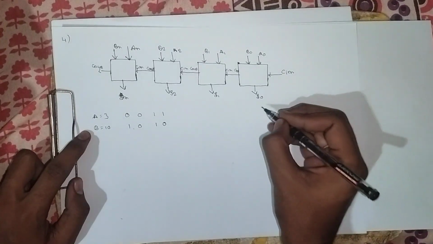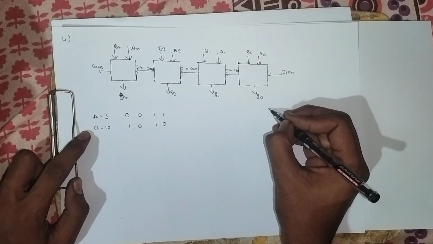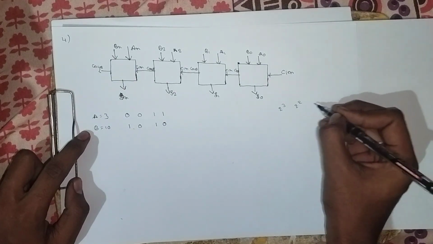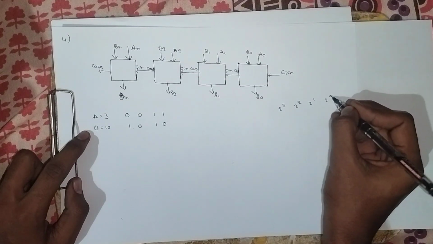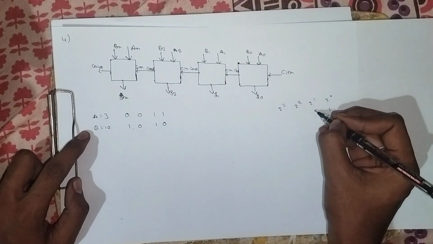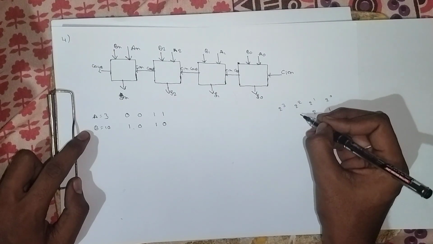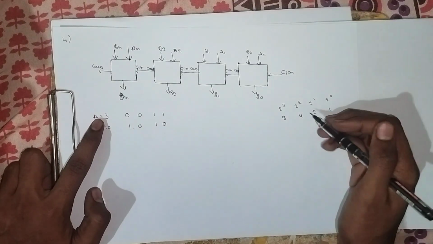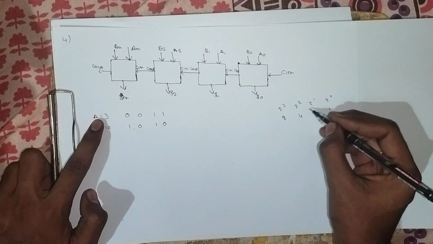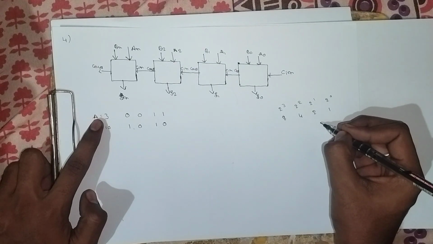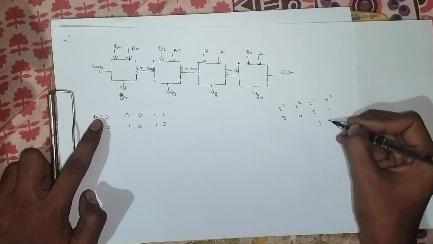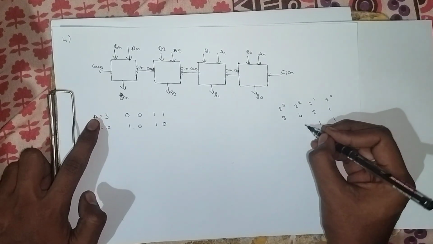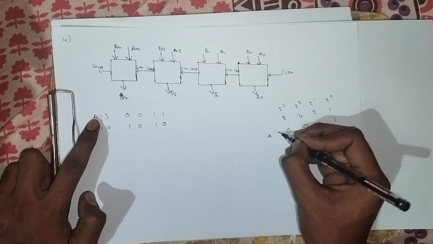To write in binary form, we will consider up to the power of 3. That is 2 cube, 2 square, 2 to the power of 1 and 2 to the power of 0. 2 to the power of 0 is 1, 2 to the power of 1 is 2, 2 to the power of 2 is 4, 2 to the power of 3 is 8. So to get 3, we have to use 2 and 1. We put 1 here and 1 here. By adding these two we get 3 and the remaining become 0. So this is for A.